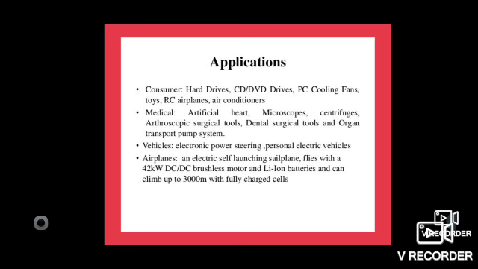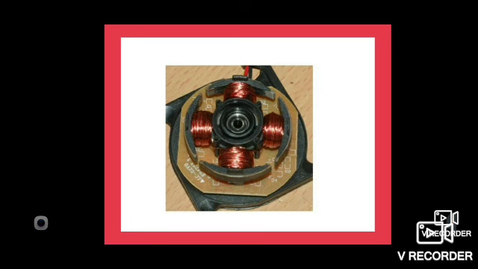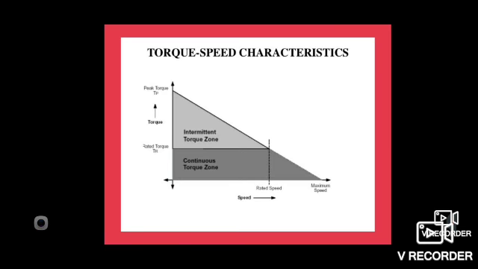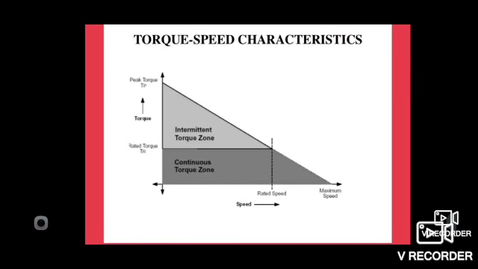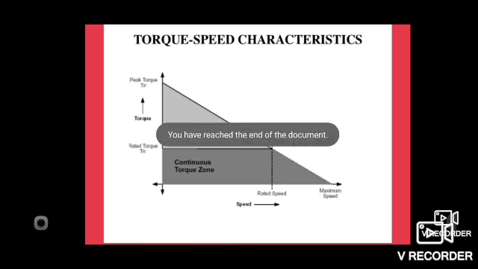Then airplanes, an electric self-launching sailplane that is fitted with a 42 kilowatt DC brushless motor and lithium ion batteries can be used in airplane, and it can climb up to 3000 meters with fully charged cells. This is the BLDC motor final appearance. It is the torque speed characteristics of the BLDC motor. See the torque speed characteristics. The y-axis is the torque and the x-axis is the speed. It is inversely proportional. Thank you.